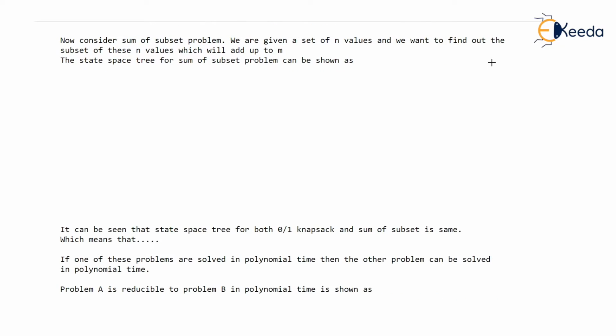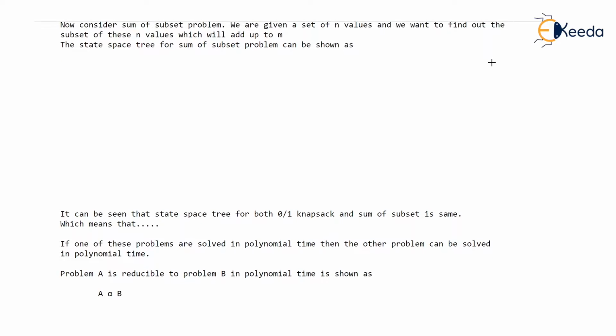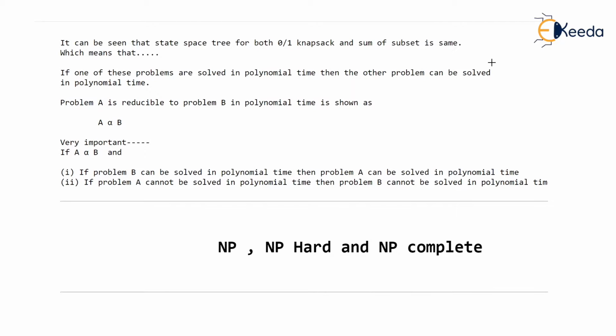Now, what the theorem says is that problem A is reducible to problem B in polynomial time, shown in this fashion, as you all know. Or many authors write it as A is reducible to B in polynomial time. Now, the very important theorem which I am telling you in this video is: if A is reducible to B, of course in polynomial time, then if problem B can be solved in polynomial time, then problem A can be solved in polynomial time.